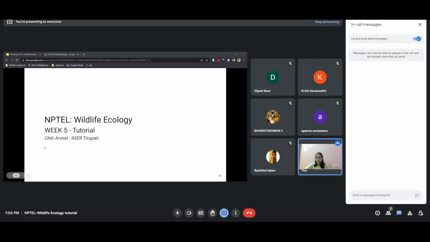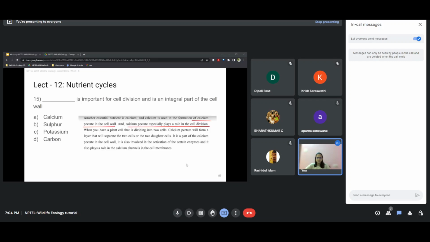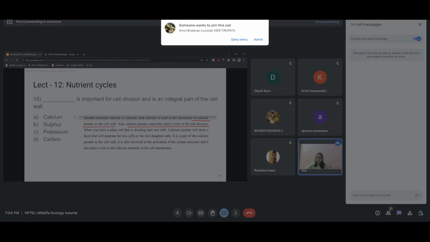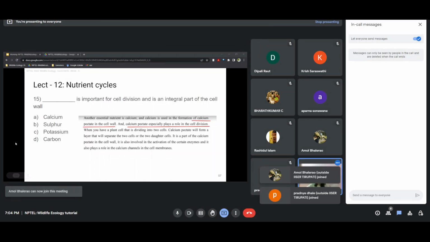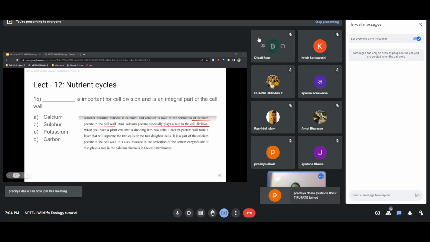All right, so I'm hoping all of you have gone through week 5's lectures, and I just wanted to clarify one of the questions that was asked the previous time. A couple of you had a question on whether calcium is important for cell division and is an integral part of the cell wall. I think this was a question by Manjusha. So just a clarification for that. I've taken a screenshot from our text. Calcium is used in the formation of calcium pectate, which is an integral part of the cell wall as well. And it also plays a role in cell division. So this is taken from the transcript of the lecture itself.